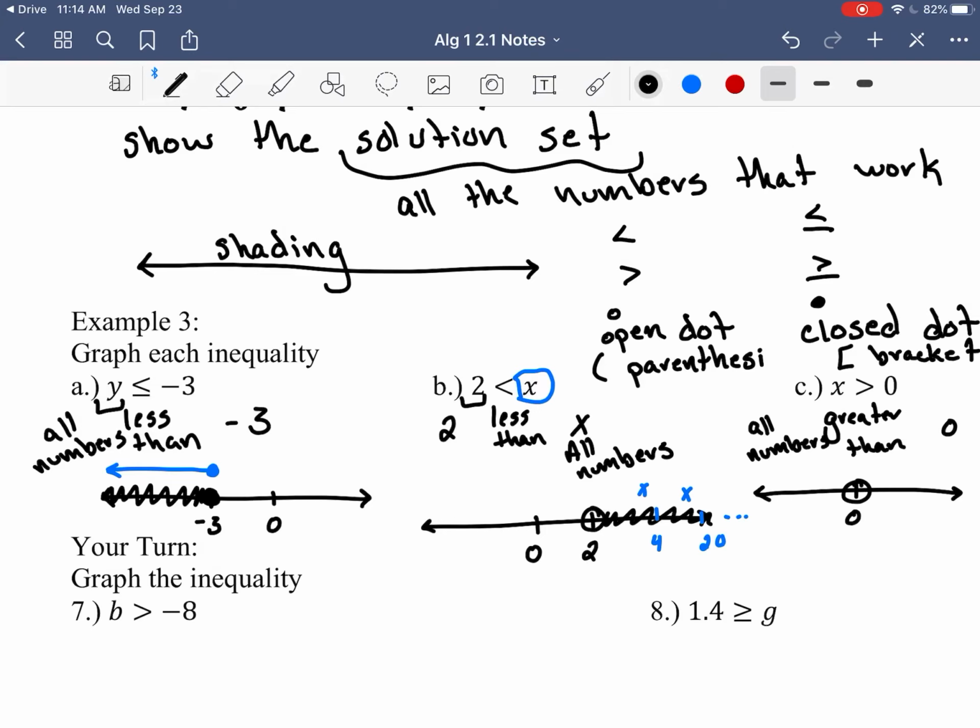Okay, and then I want to shade all the numbers that are greater than 0. So where are the numbers bigger than 0? Well, that would be the numbers up here. So we're going to go ahead and shade the numbers in that direction.